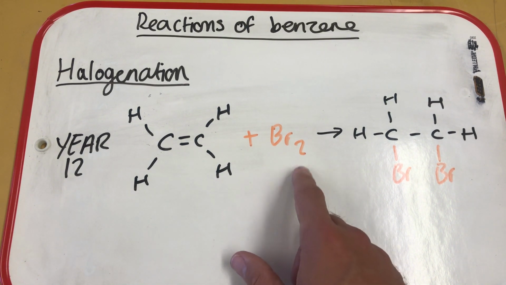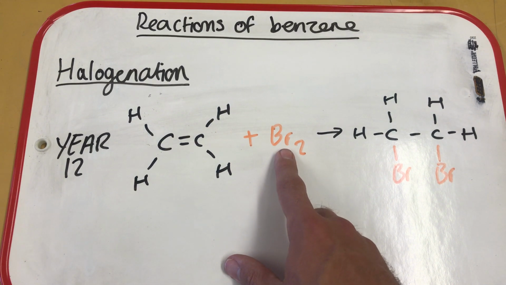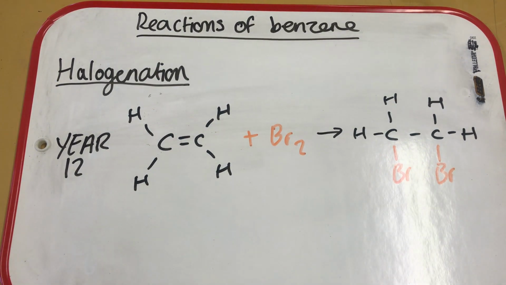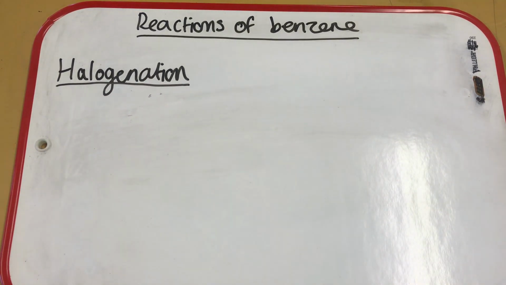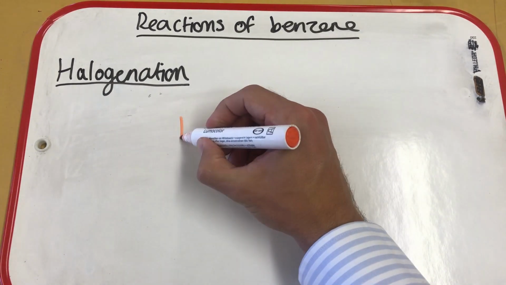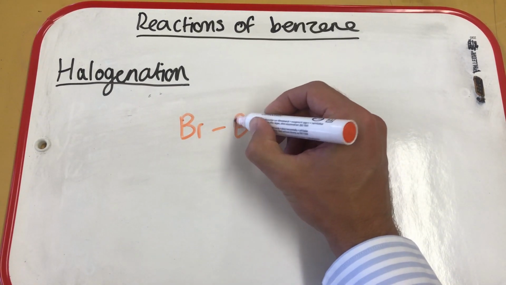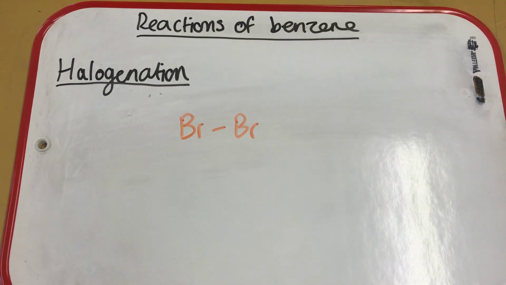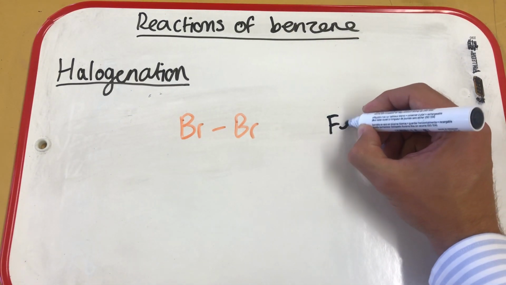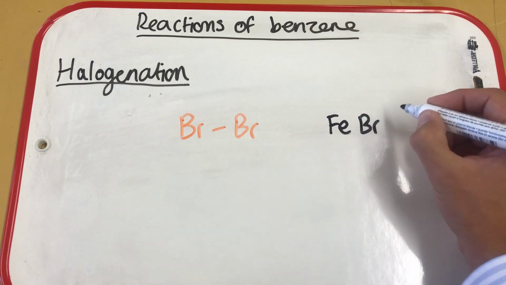So let's have a look at how we can actually halogenate benzene, how we can substitute a bromine onto the benzene ring. Now, taking a look at our bromine first, we'll notice that the bromine is not polarised. They both have the same electronegativity, so it's not a polarised molecule. In order to do that, what we need is to use a catalyst. For this, we're going to use FeBr3.